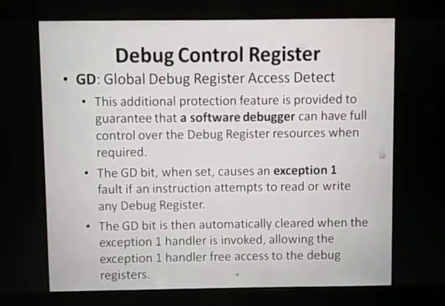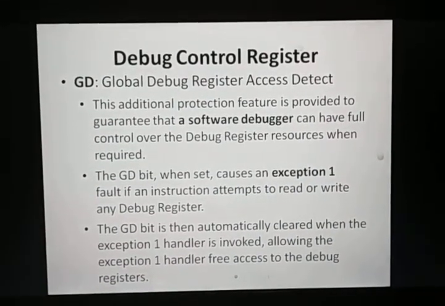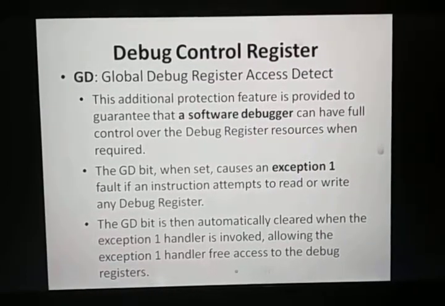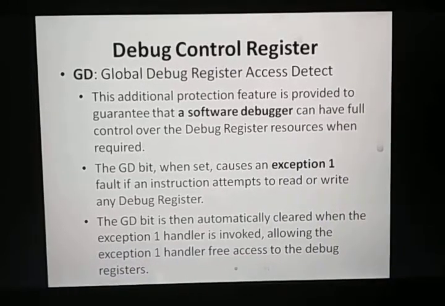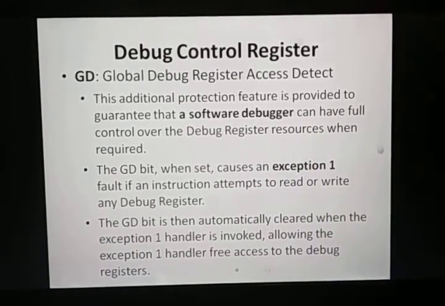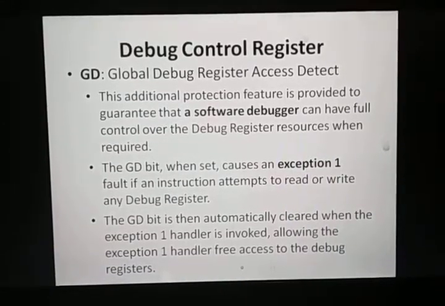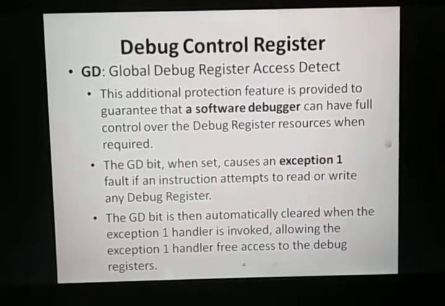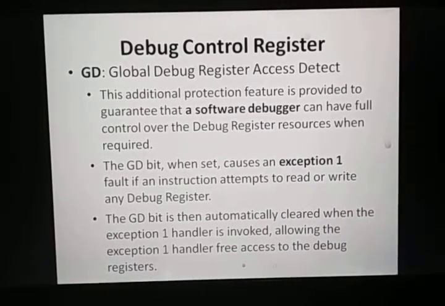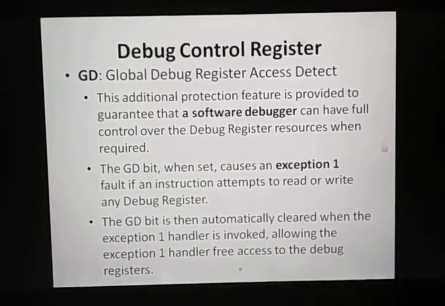This additional protection feature is provided to guarantee that the software debugger can have full control over the debug register resources when required. The GD bit, when set, causes an exception 1 fault if an instruction attempts to read or write any debug register. Means if the GD bit is set to 1, you cannot access any debug register. If you try to access any debug register, an exception will be generated. Exception 1 fault will be generated.